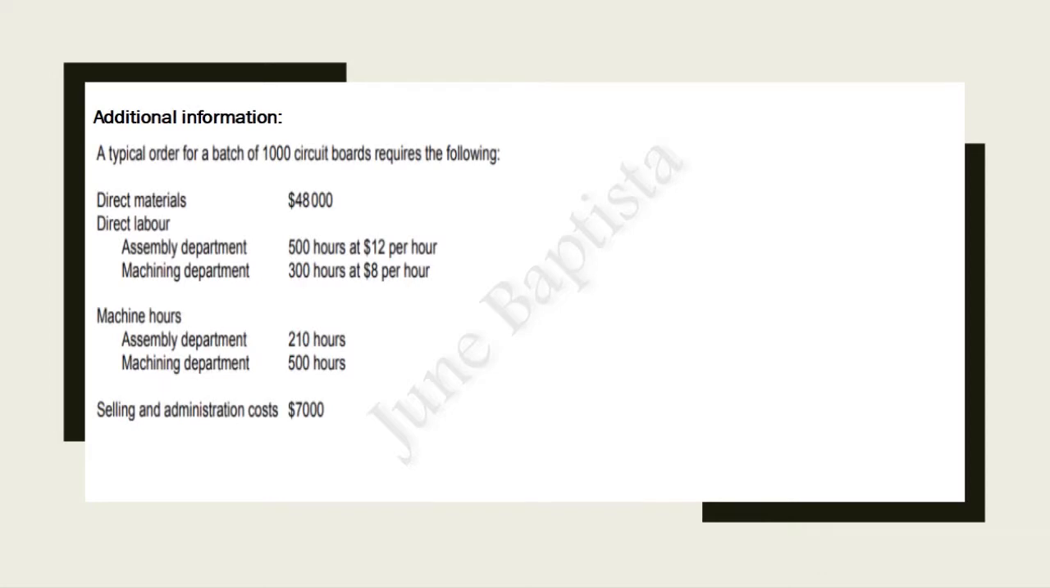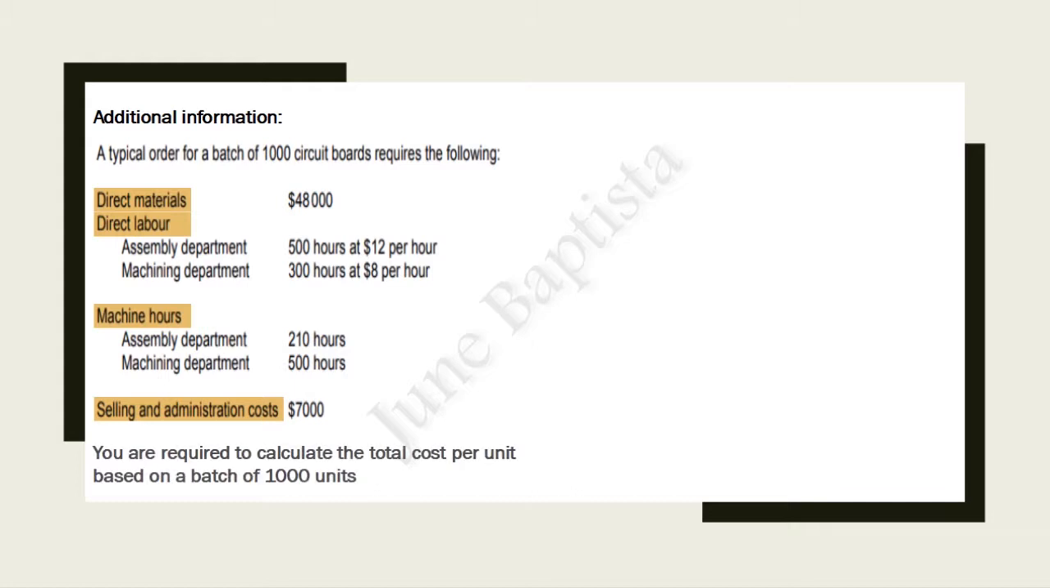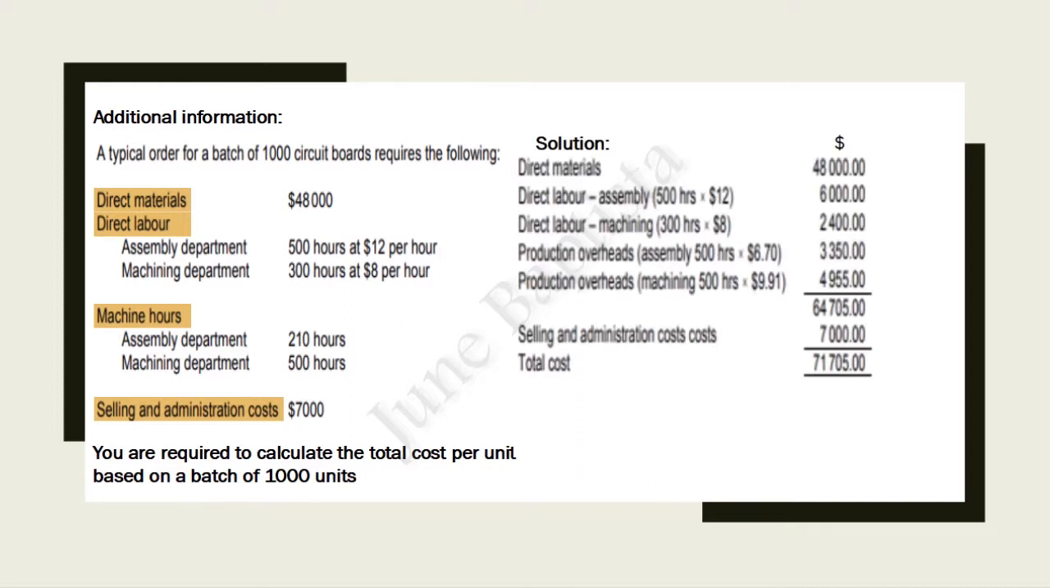This is additional information given about Anna's company in the last slide and in slide 13. A typical order for a batch of 1,000 circuit boards requires the following. You've been given direct materials costs, direct labor, machine hours, and selling and administration costs. You are required to calculate the total cost per unit based on a batch of 1,000 units. Let us look at the solution.